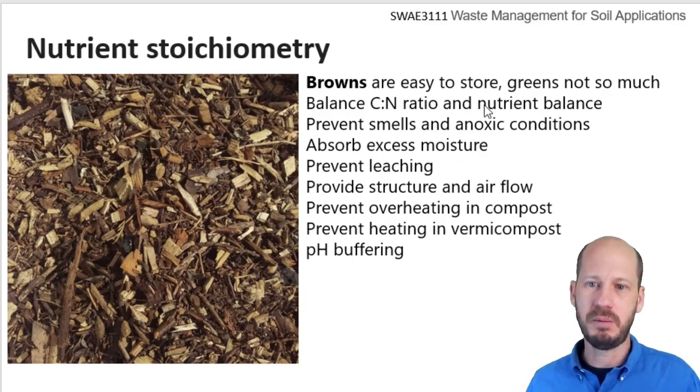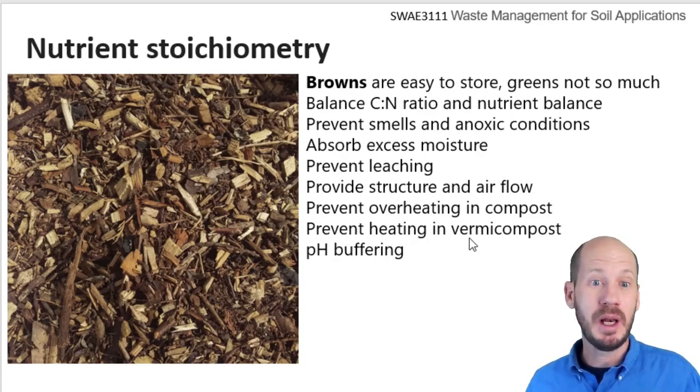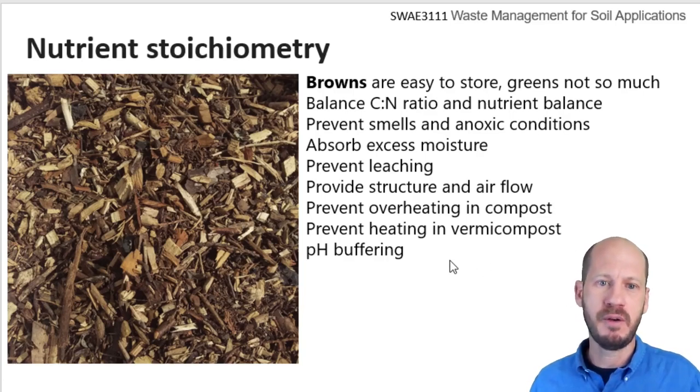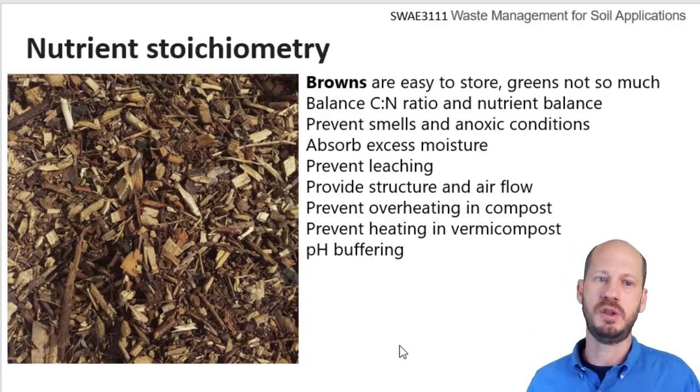And the usefulness of the browns will be balancing the greens that are fresh and putrid, preventing smells and anoxic conditions, absorbing the excess moisture from that material, creating airflow, and preventing leaching. They prevent the overheating of the compost material if you're doing hot composting, and will prevent heating at all in vermicomposting, because this is also what you don't want for your worms. They also give some pH buffering for that decomposition. Even though, as a rule of thumb, high carbon to nitrogen ratio materials will have acid pHs, so sometimes you have to buffer them to keep the pH neutral.